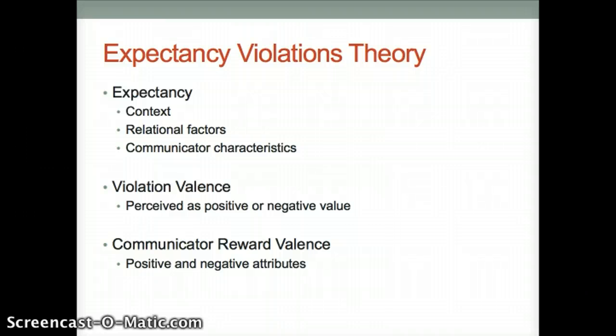This theory has three core components: expectancy, valence violation, and communicator reward valence. Expectancy is further broken down into context or cultural norms, relationship factors such as similarity, familiarity, and liking, and communicator characteristics such as demographics. Valence violation is the perceived positive or negative value assigned to the expectancies. Communicator reward valence is the combination of positive and negative attributes within the encounter influencing the potential reward or penalty to the encounter.